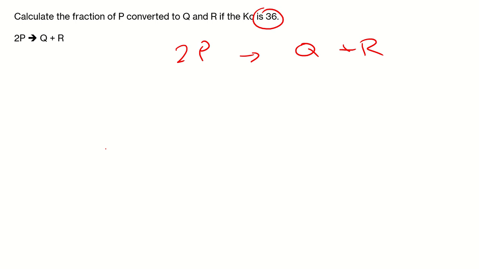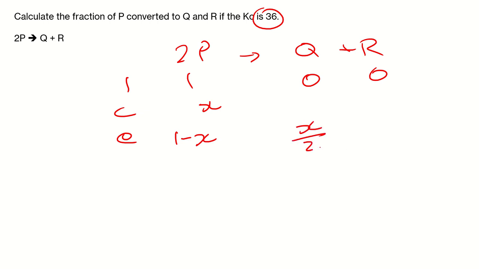When I do fraction questions, I would always use 1. When I do percentages, I'd always use 100 as my starter, but you can generally use whatever number you want. I think 1 and 100 makes sense. So we've got 1 of that, 0 of that, and 0 of that. Let's say X has changed. At equilibrium, I have 1 minus X. Over here, I will have X over 2, and over here I will have X over 2 as well.